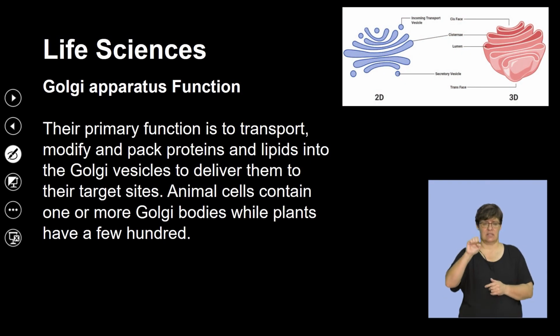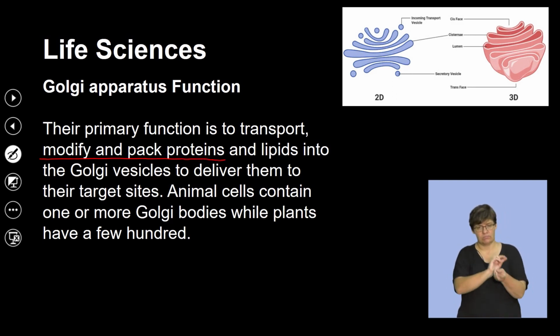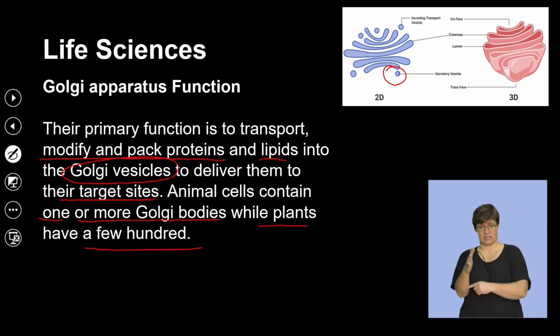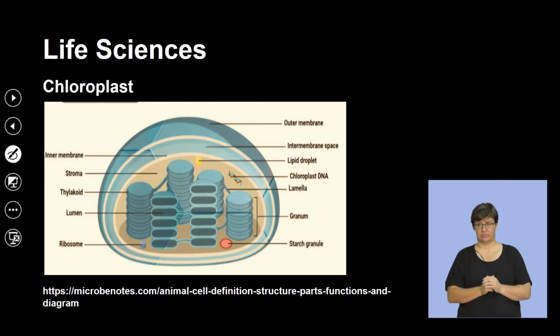The functions of these is that they transport, modify and pack proteins and lipids into the Golgi vesicles, which are those budding structures that we see here. And so they contain important proteins and often enzymes that have a specific target site which they move to. Animal cells may contain one or more Golgi bodies, while plant cells have a few hundreds of these. And that talks to the functioning of these structures in these organelles.